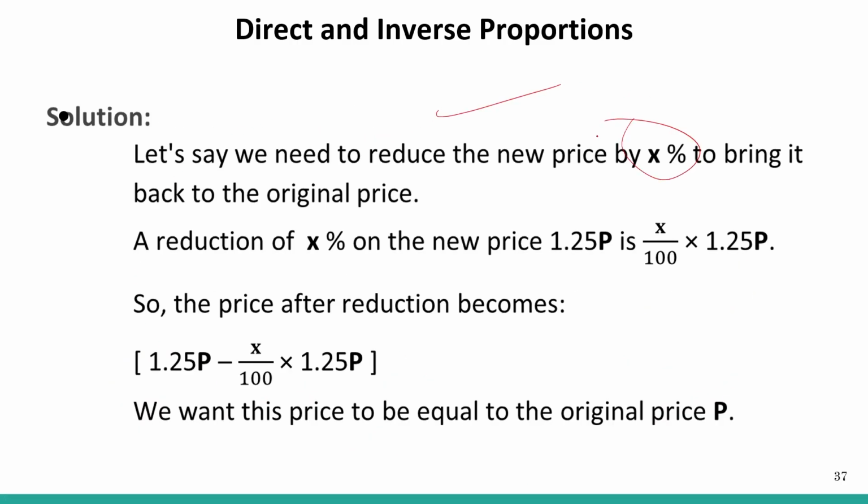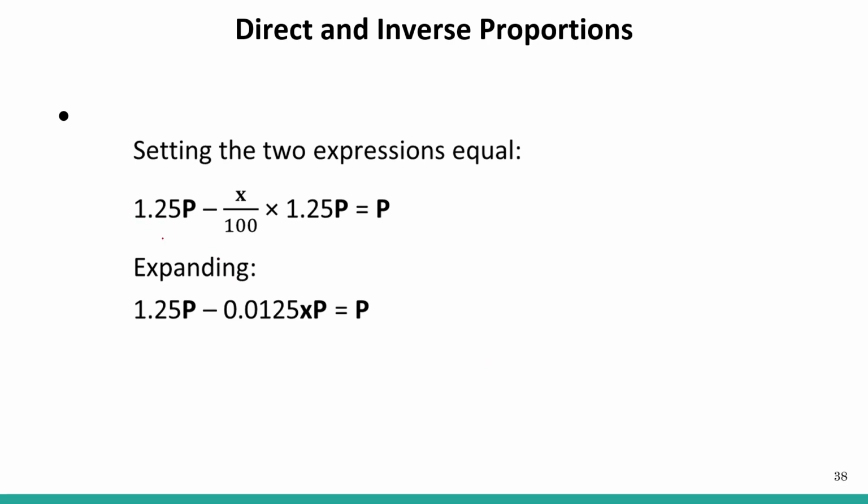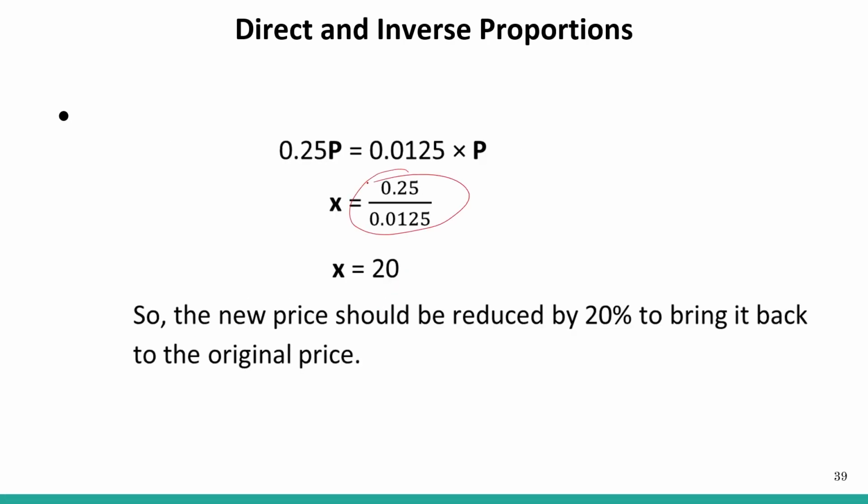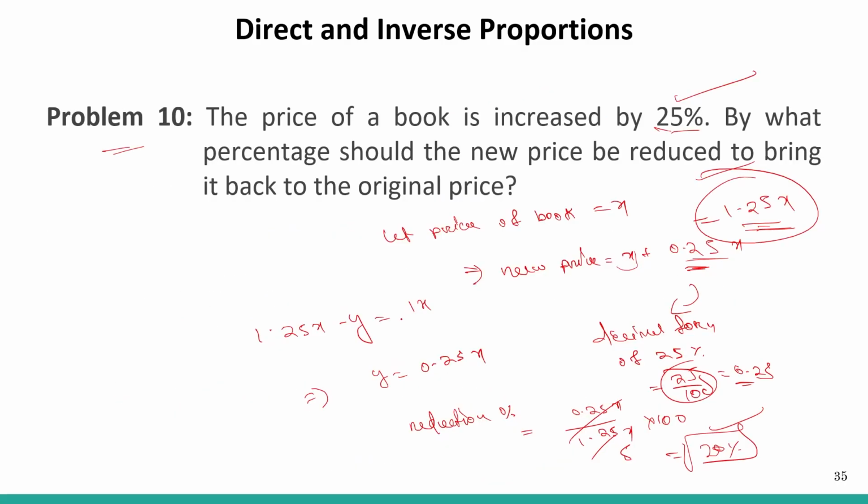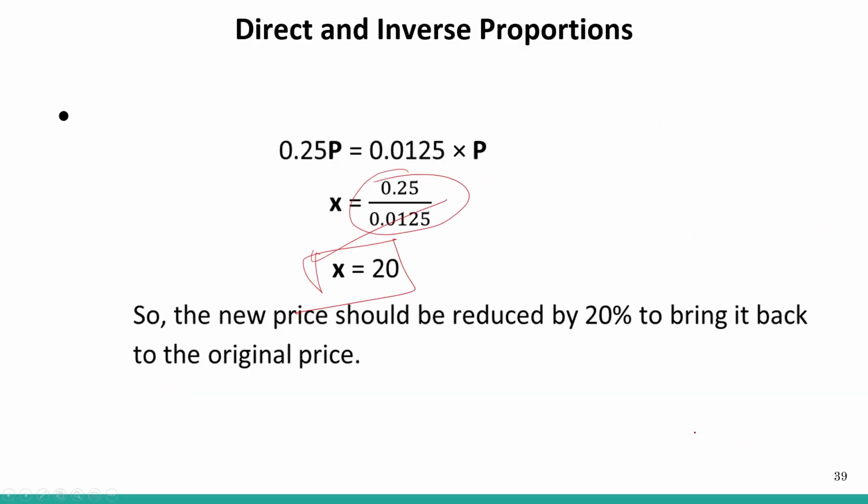So let's say we need to reduce the new price by x% to bring it back to the original price. So x% will be what? 1.25p minus x by 100 into 1.25p. So we want this price to be equal to p. So expanding further, 1.25p minus 0.0125xp is equal to p. So this is equal to 0.25 by 0.0125, nothing but x is equal to 20, right? So we have already arrived at the conclusion that you need to reduce the price by 20%.